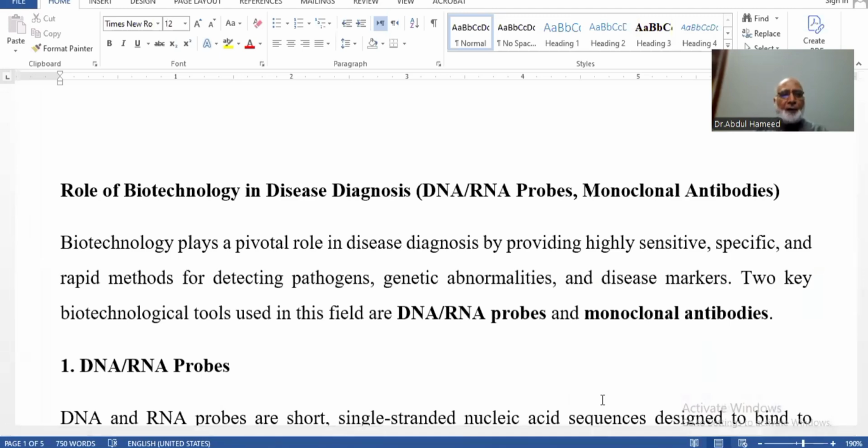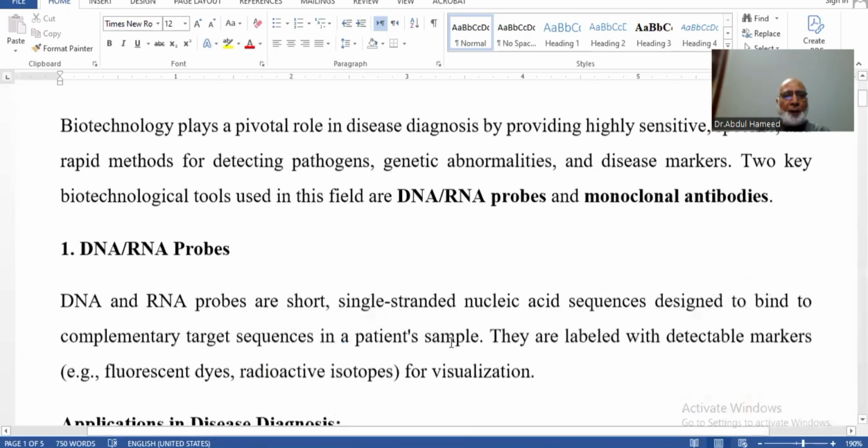As we know, biotechnology plays a vital, pivotal role in disease diagnosis by providing highly sensitive, specific and rapid methods for detecting pathogens, genetic abnormalities and disease markers which may be present in a healthy person, and for the detection of future onset of the disease. So two key biotechnological tools are under discussion: DNA, RNA probes and monoclonal antibodies.